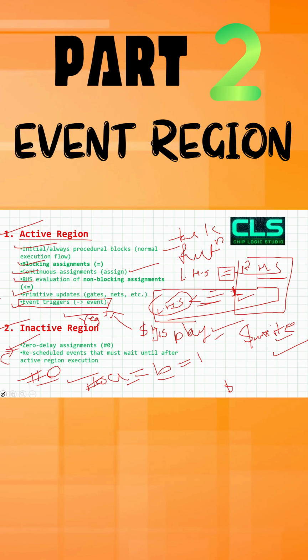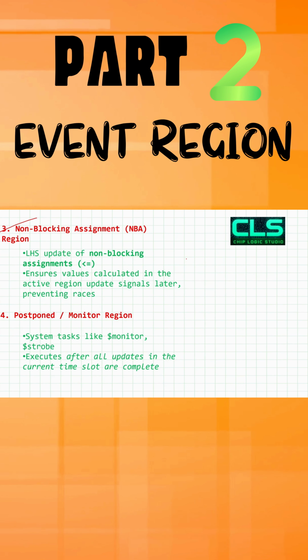So your compiler also executes in different regions. We will understand more about this $display and $write in blocking and non-blocking. Our non-blocking assignment, we have taken the example b equal to 1. So when we get the RHS, we get it in our active region, and the LHS we will get in our NBA region. So the LHS updates our non-blocking assignment in this region.